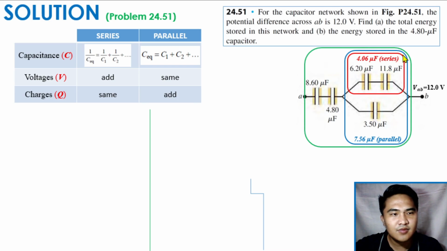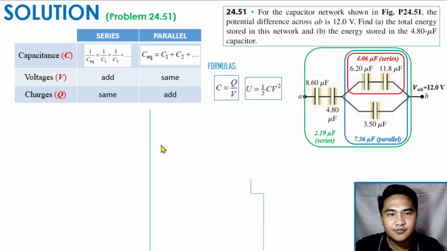Then lastly, this one and these two are in series. Applying this formula again, we will get 2.19 microfarad. This is the capacitance of the whole network.